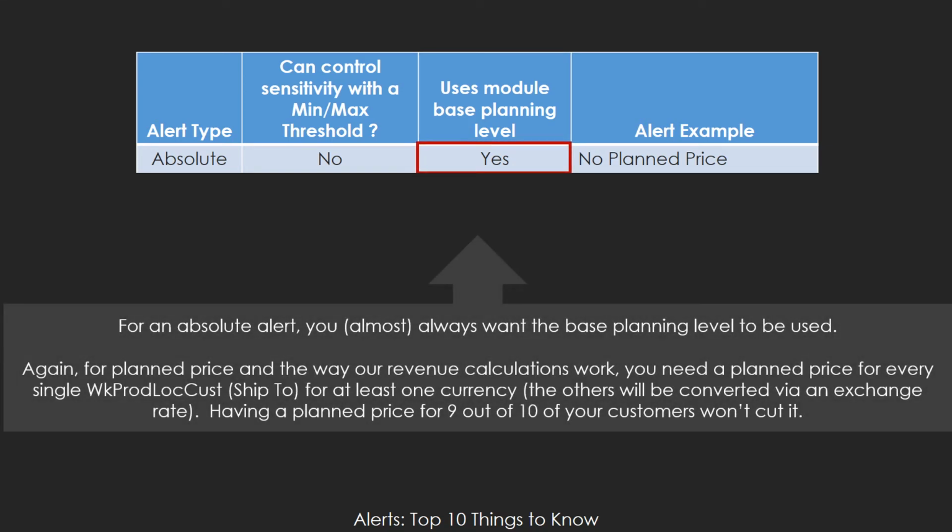For an absolute alert, you almost always want the base planning level to be used. Again, for planned price and the way our revenue calculations work, you need a planned price for every single week, product, location, customer for at least one currency. The others will be converted via an exchange rate. Having a planned price for 9 out of 10 of your customers won't cut it.